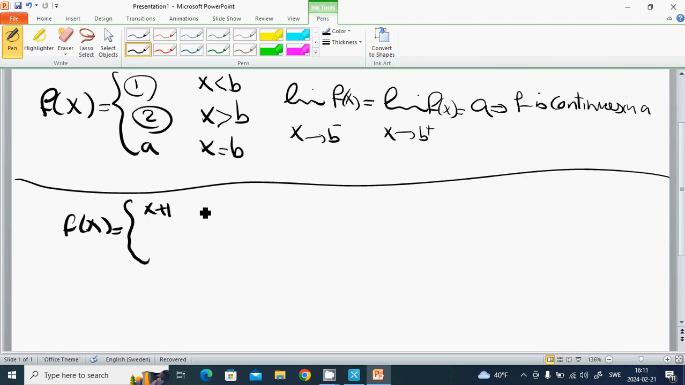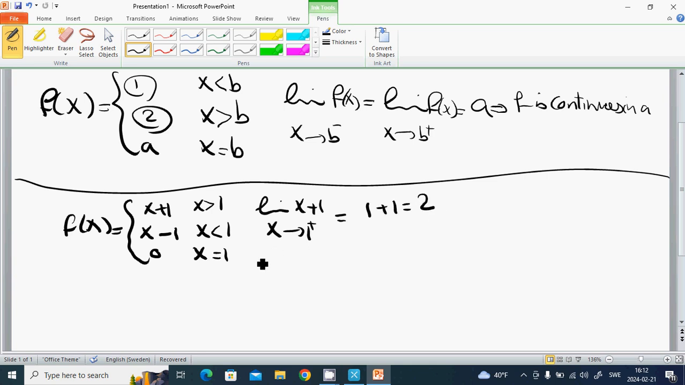That is the whole description, and we are going to study an example: f of x equals x plus 1 when x is greater than 1, x minus 1 when x is less than 1, and 0 when x is 1. Then we are going to see the limit of x plus 1 as x goes to 1 from the plus side: we put in 1, it is 1 plus 1 equals 2. And the limit of x minus 1 as x goes to 1 minus, then it is 1 minus 1, which is 0.